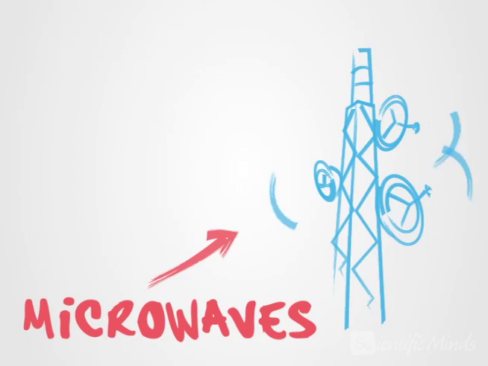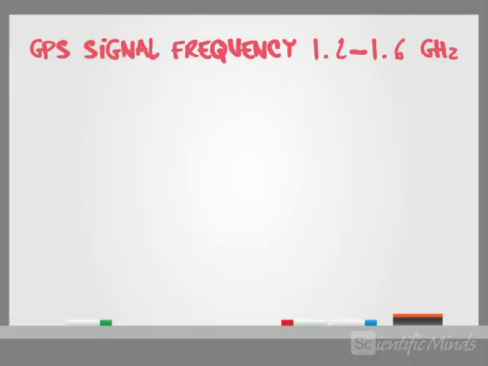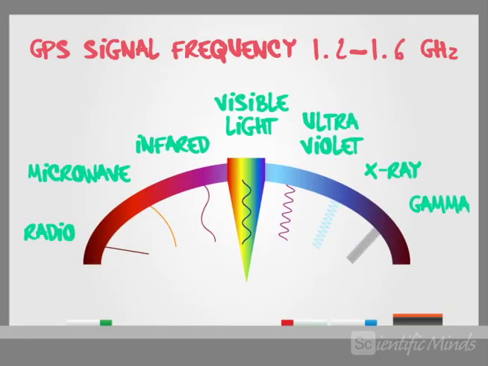All forms of electromagnetic radiation travel at the speed of light, 3 × 10^8 meters per second. GPS signals have a frequency between 1.2 and 1.6 gigahertz, so they're long wavelengths with a low frequency.